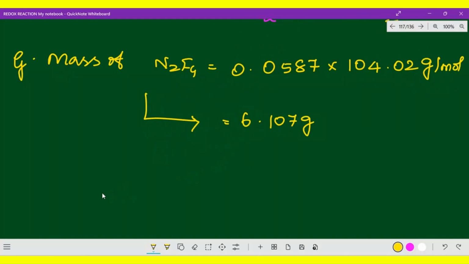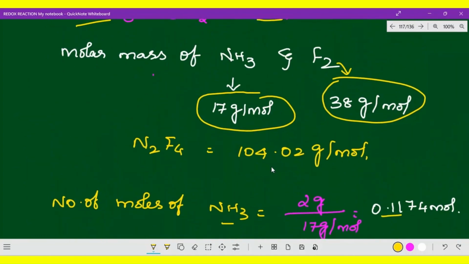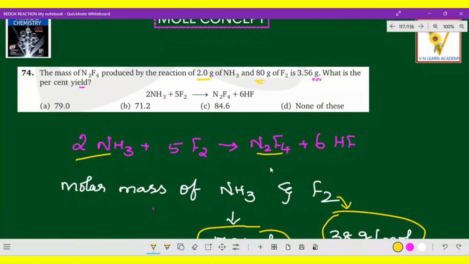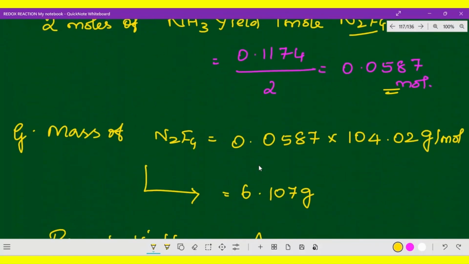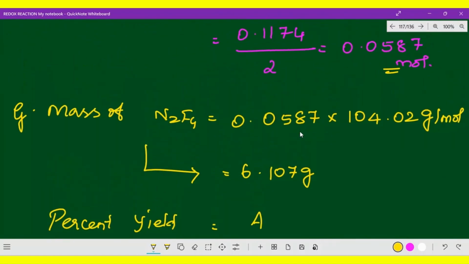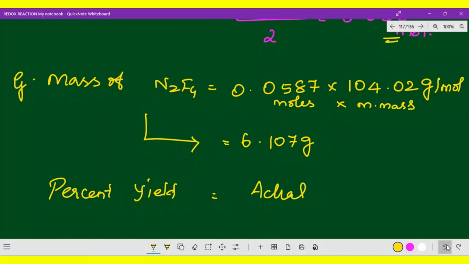Now percent yield, like the first question we have observed: actual yield divided by theoretical yield. The actual yield in the question they have given in gram. Here also we found the given mass in gram, but in the question they mentioned moles, so we found it in moles. Now given mass, how do we identify it? Moles into molar mass. I hope you got the clarity. Right, this is the actual yield. Actual yield divided by theoretical yield.